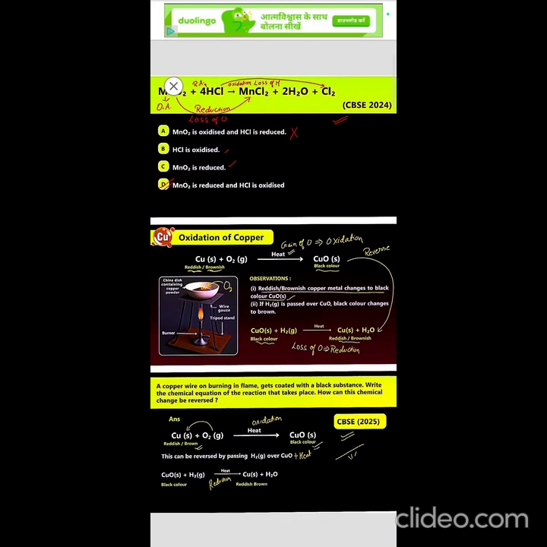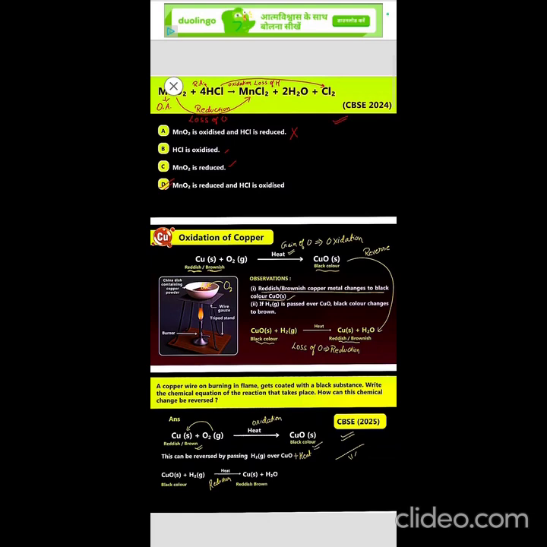And here HCl, hydrogen chloride, is oxidized to Cl2, because in HCl there is hydrogen, and in Cl2 hydrogen is not there. So loss of hydrogen occurs. Loss of hydrogen means oxidation. So HCl is oxidized, oxidation of HCl takes place. That's why HCl is known as the reducing agent here. Okay, understood?